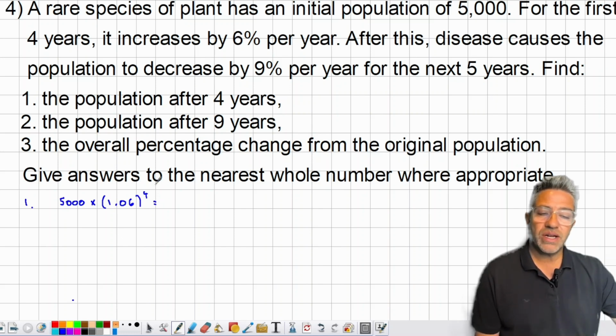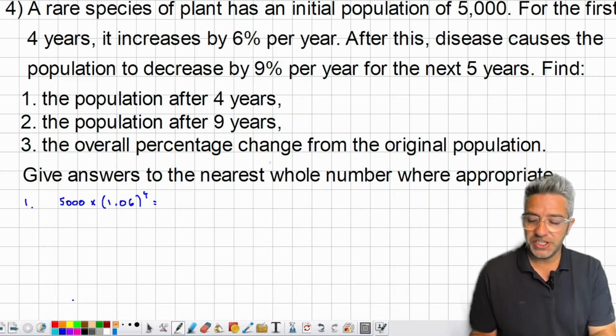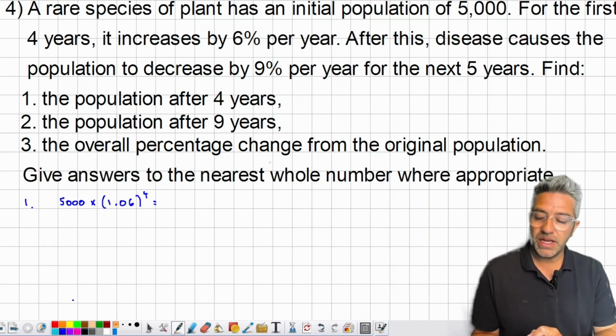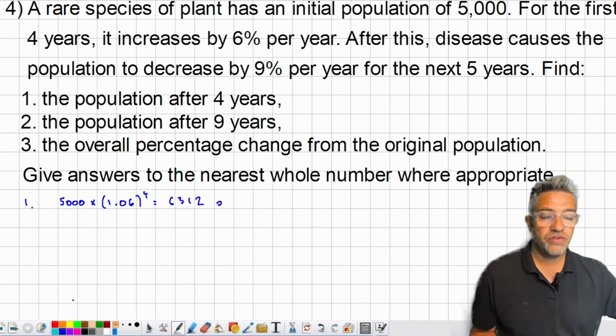Now it's saying give answers to the nearest whole number where appropriate. Well, let's see where we get to initially. Typing into my calculator, 5,000 times open bracket, 1.06, close bracket, to the power 4, execute. To the nearest whole number, I'm getting 6,312 plants.